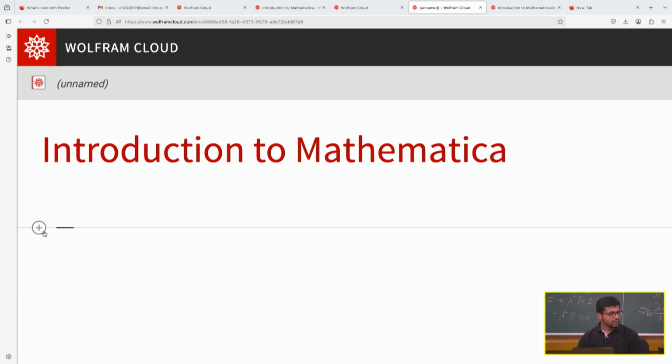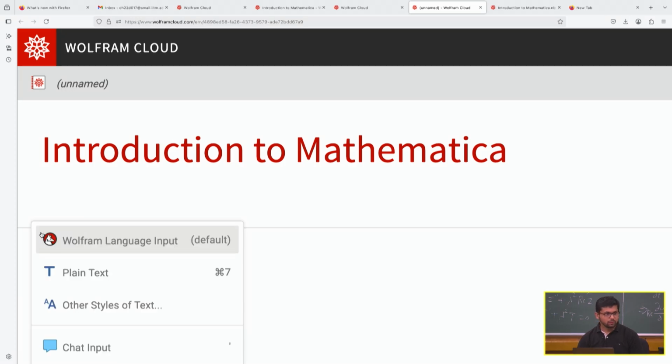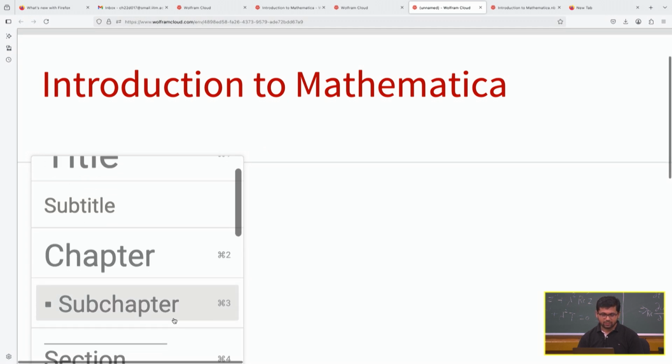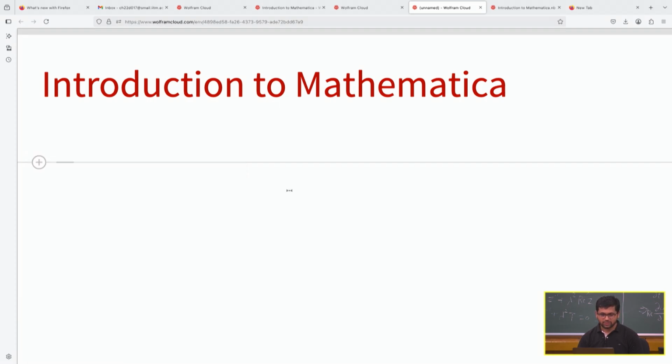So, in Mathematica, if you click on plus sign, you will have other styles of text, and you click on that other styles of text, you will get title, subtitle, chapter. So, you click on any of these. If you want title, you click on title. If you want subtitle, you click on subtitle.